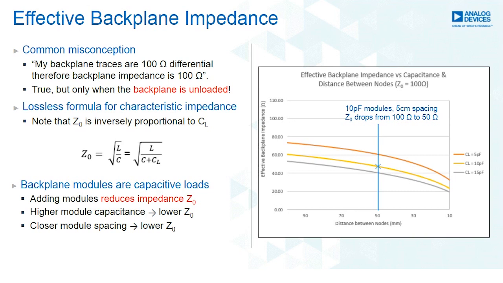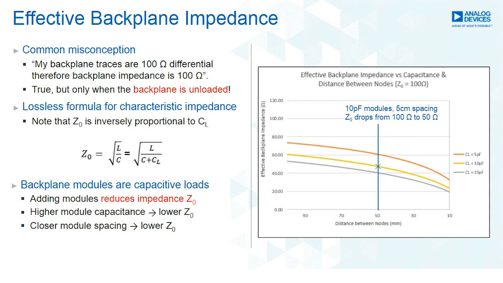And that's shown on the slide here on the right, where you can see various capacitive loads, approximating module cards with a 5, 10, and 15 picofarad load capacitance. As you sweep from left to right, we're decreasing the distance between the nodes, so the cards are coming closer together. And on this backplane, the PCB traces have been laid out for 100 ohm differential. What we can see as we add module cards and bring the modules closer together is that the backplane impedance actually starts to drop below 100 ohms.